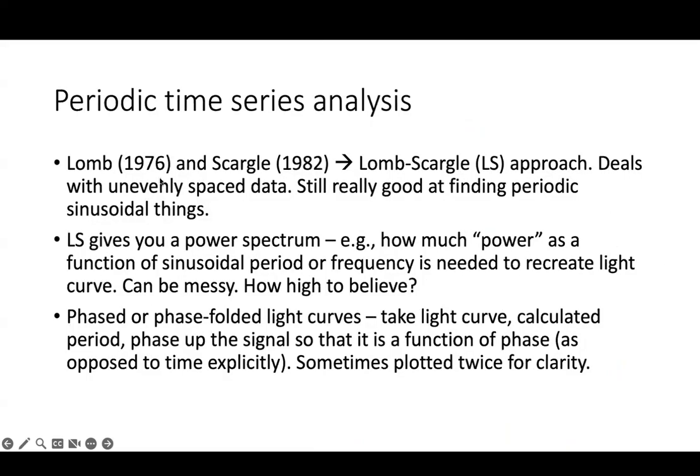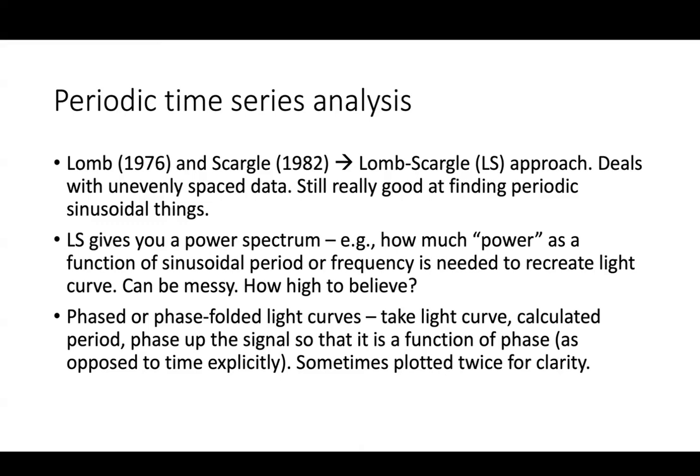So in the late 70s and early 80s, Lomb and Scargle were trying to figure out how to make Fourier analysis work for unevenly spaced data. And the Lomb-Scargle approach is still really, really good at finding periodic signals. The output of the Lomb-Scargle analysis gives you a power spectrum. The way to interpret that is how much power, as a function of sinusoidal period or frequency, you need to recreate the light curve. It can be really messy, and you have to empirically set what the threshold is for the peaks that you want to believe.